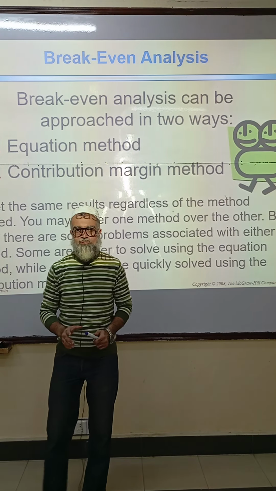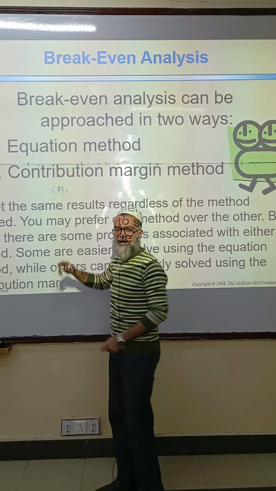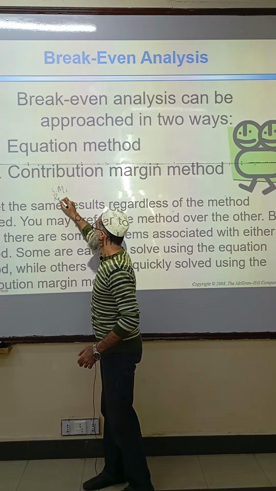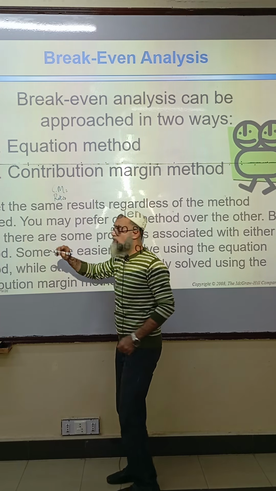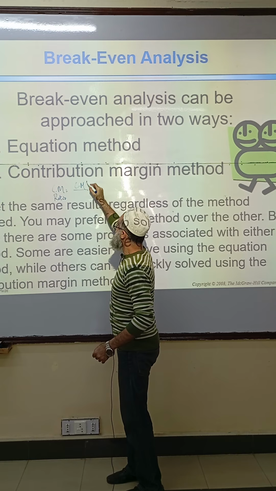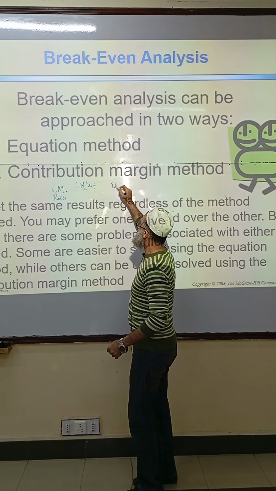Today we'll talk about CM ratio. So now what is CM ratio? There are two ways in which you can find out CM ratio. Either you can do it in total or you can do it per unit. For example, this is your CM ratio and how it can be calculated. It can be calculated by finding out CM per unit and CM in total.